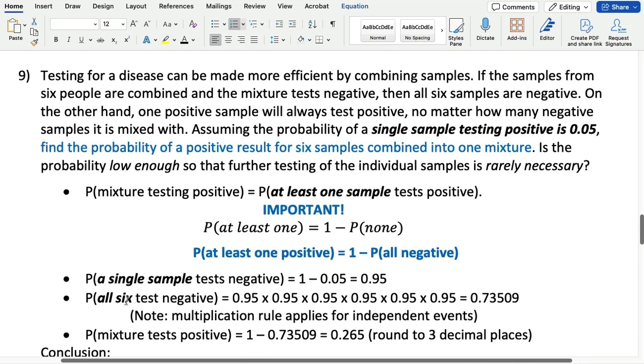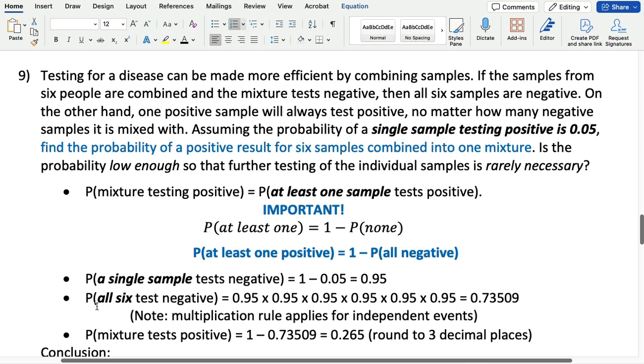So in answering that question, let's just take it step by step. The first step then is, what is the probability of a single sample testing negative? Because we know that testing positive is 0.05, that means that the probability of testing negative is 1 minus 0.05, which is 0.95.